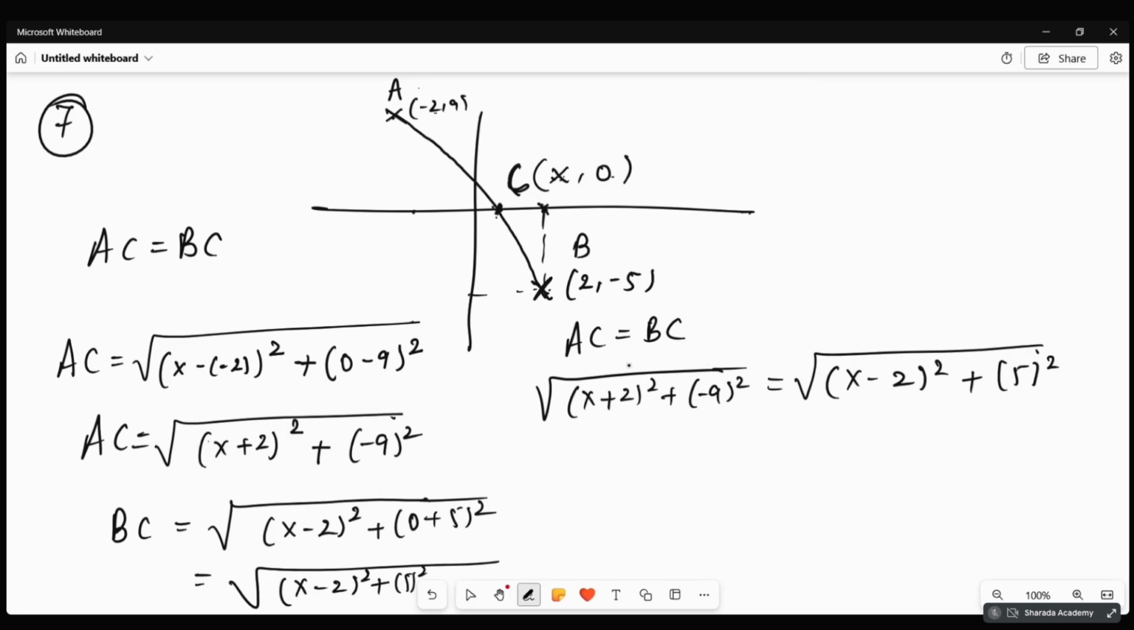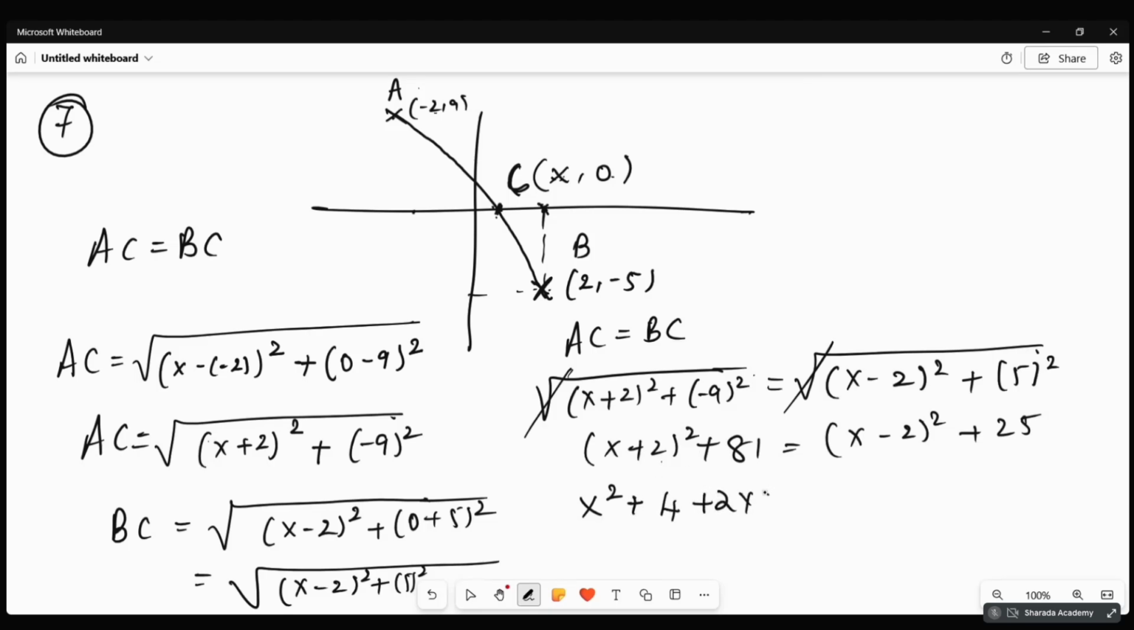Okay. Now squaring on both sides, I can remove the root. So what will I get? X plus 2 whole square plus 9 square, which is 81, is equal to x minus 2 whole square plus 25. Now we expand this. X plus 2 whole square is x square plus 2 square, which is 4, plus 2ab, 2 into x, plus 81 is equal to x square plus 4 minus 4x plus 25.